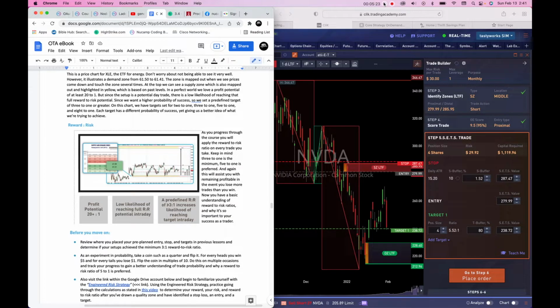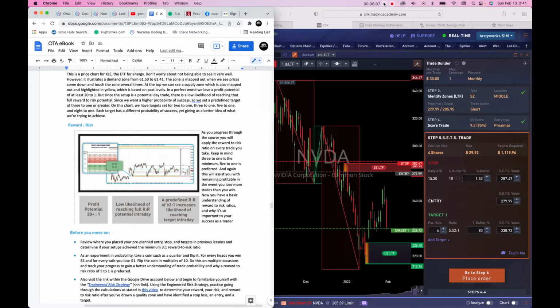Now, in a perfect world, we love a profit potential of at least 20 to 1. But since the setup is a potential day trade, there is a low likelihood of reaching that full reward to risk potential. Since we want a higher probability of success, we set a predefined target of 3 to 1 or greater. On this chart, we have targets set for 2 to 1, 3 to 1, 5 to 1, and 8 to 1. If you look at the chart on the right hand side, you can see the black arrows representing those outcomes. Each target has a different probability of success, yet giving us a better idea of what we're trying to achieve.